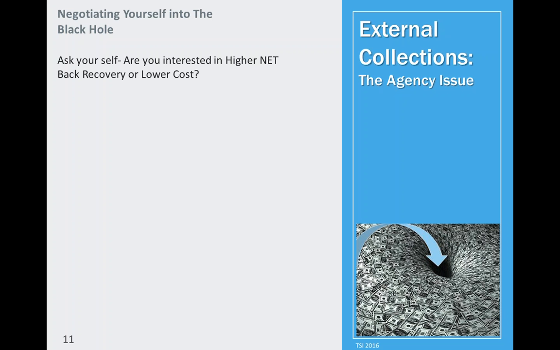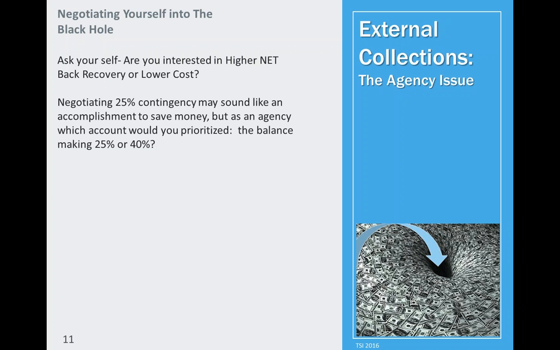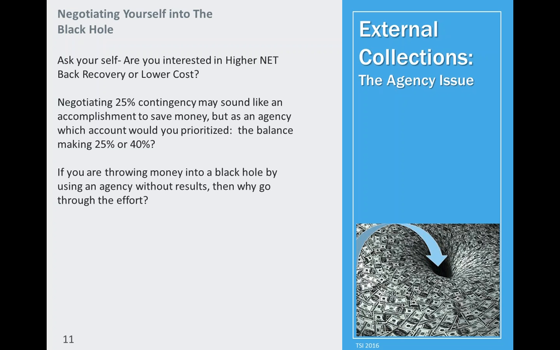So ask yourself if you're interested in a higher net back recovery or ultimately a lower cost. Negotiating a 25% contingency may sound like an accomplishment to save money, but as an agency, which accounts would you prioritize? The balance is making 25 or 40%. If you're throwing money into a black hole by using an agency without results, then why go through the effort?